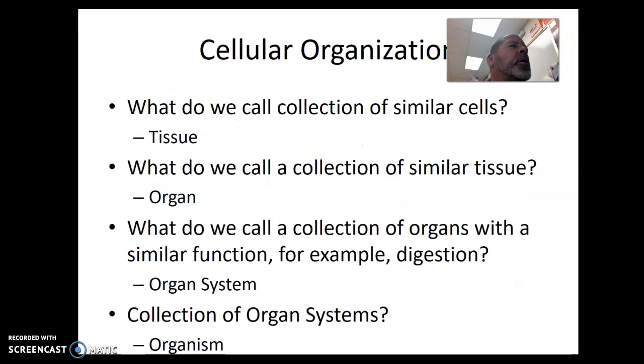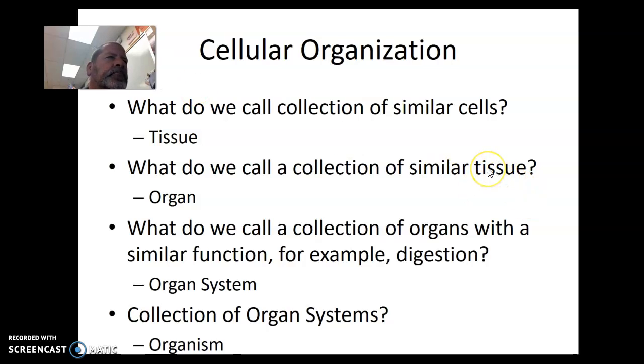Okay, cellular organization. If you're going to look at a collection of similar cells, you would refer to that as a tissue. So you'd have skin cells that make up the tissue of your skin. And if you're a burn victim, you might need a tissue graft. So they take maybe from the back of his calf, they might take skin and replace it on his face so that he doesn't have as much scarring.